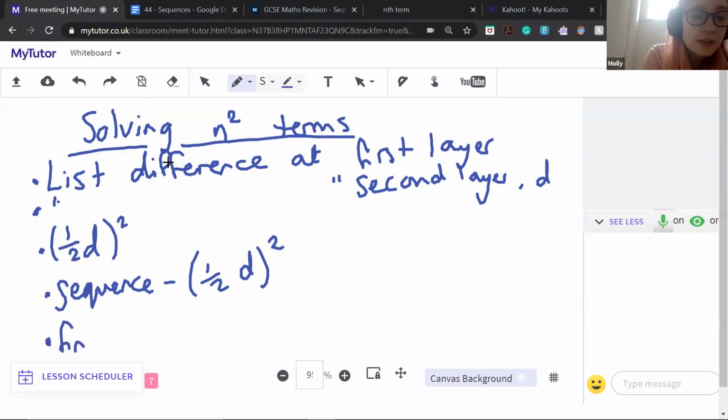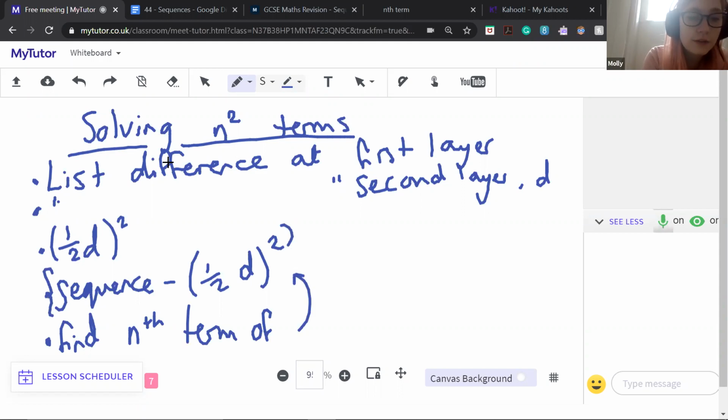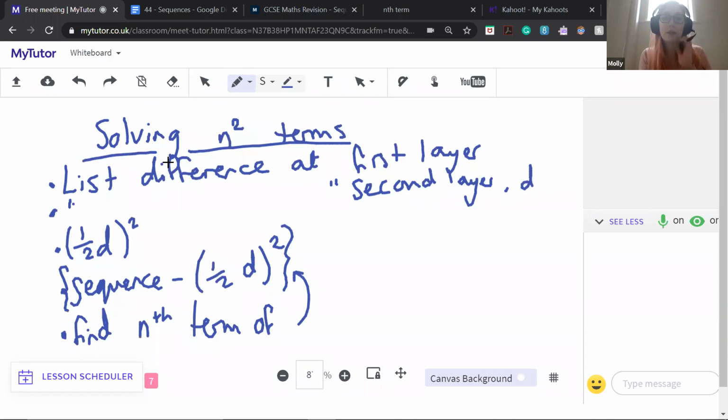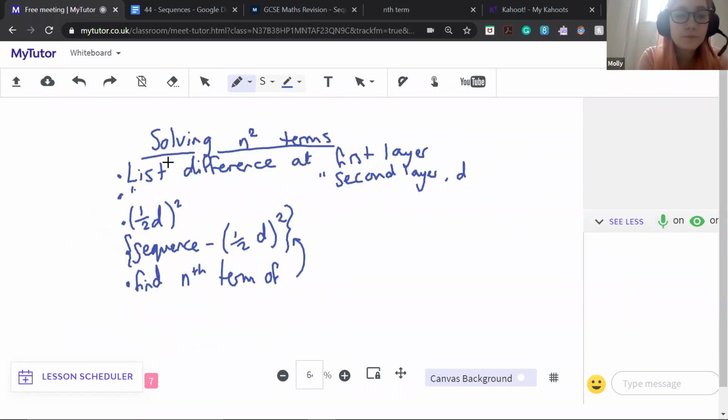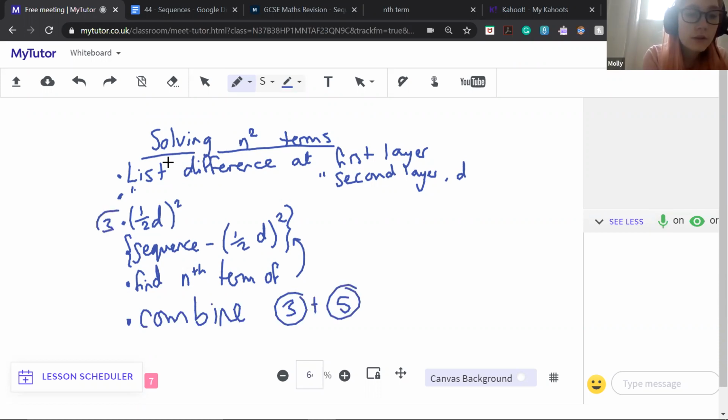Then we find the nth term of the resulting sequence here, this one that we just found, and then combine them. So we combine steps 3 and 5: the half d squared and then the nth term of the resulting sequence.